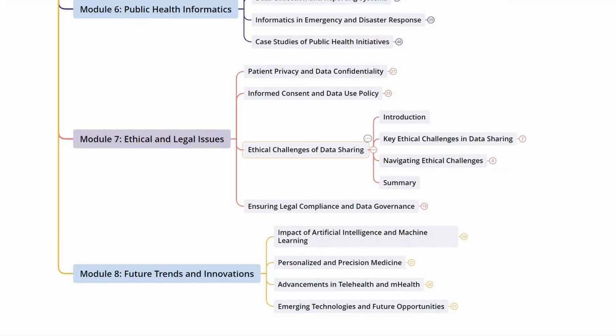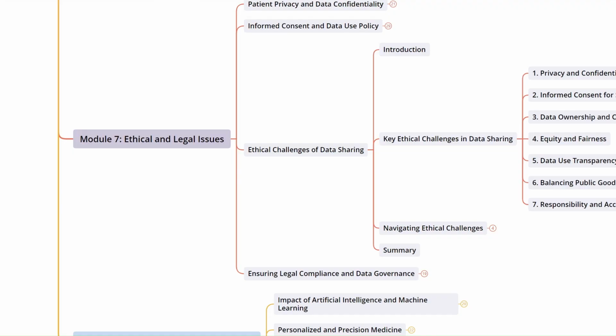Next, ethical challenges of data sharing. Introduction. Data sharing in healthcare is vital for improving patient outcomes, research, and public health. However, it presents significant ethical challenges related to privacy, consent, equity, and responsibility that must be carefully managed to respect individual rights. Next, key ethical challenges in data sharing.